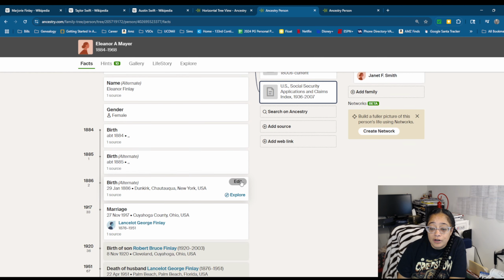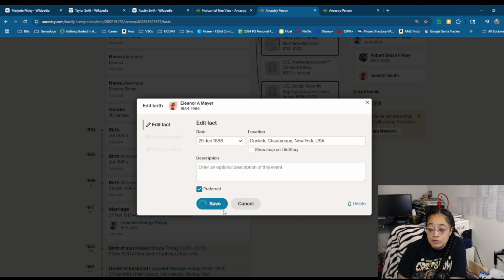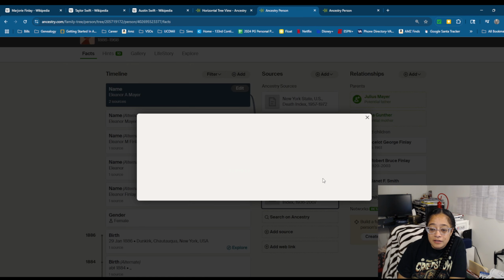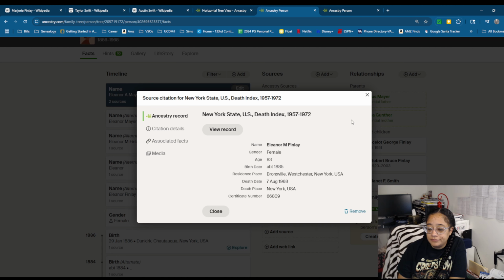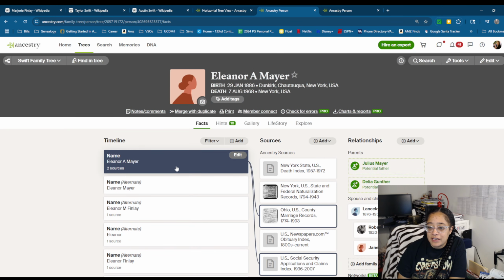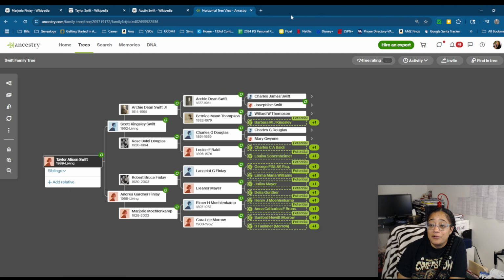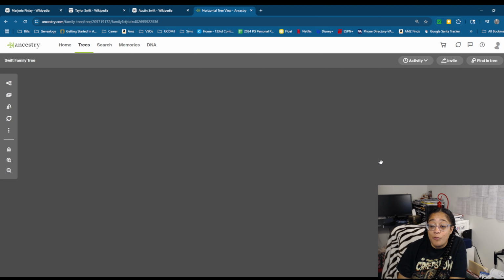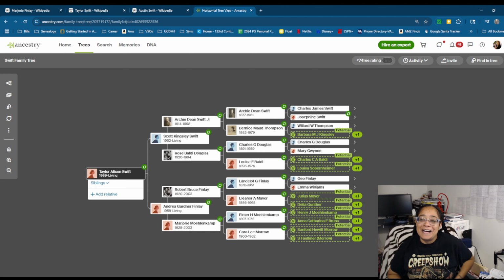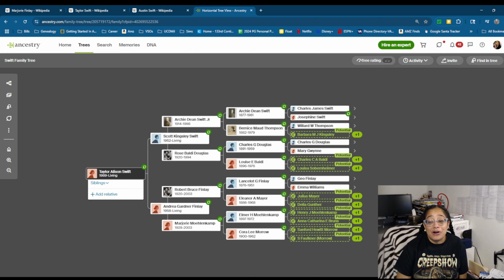Okay. And then we're going to update her date of birth to the full one. And then I'm just going to check the death index. Yes. So it's likely she died in this place, but we don't know that for sure without seeing the actual death certificate. Okay. So I'm going to click out of both of these. We're going to refresh our tree one more time. And now every single person in Taylor Swift's fourth generation has information on their birth and death.